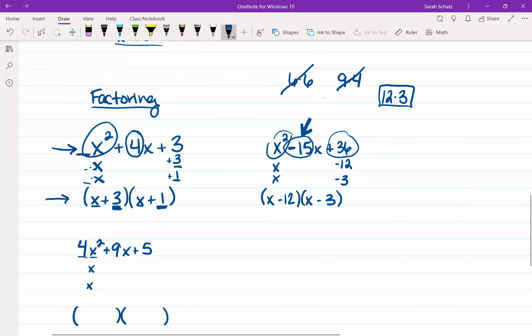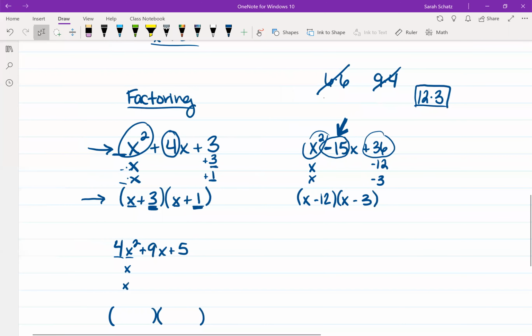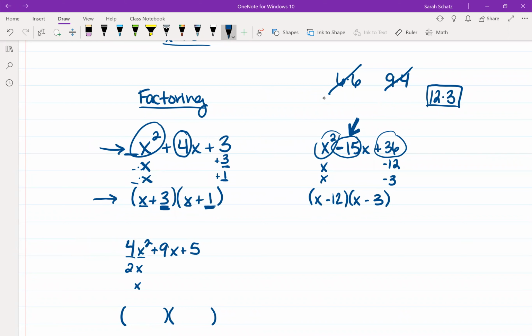You just pick one. Maybe it's 2 and 2. Maybe that's the answer. And I'll show you how to find out. But the 5, at least that's easy, right? That's got to be 5 and 1. Notice this is a plus here and a plus here, so I know I'm not going to have any negatives involved or anything. It's just going to be positive 5 and positive 1.